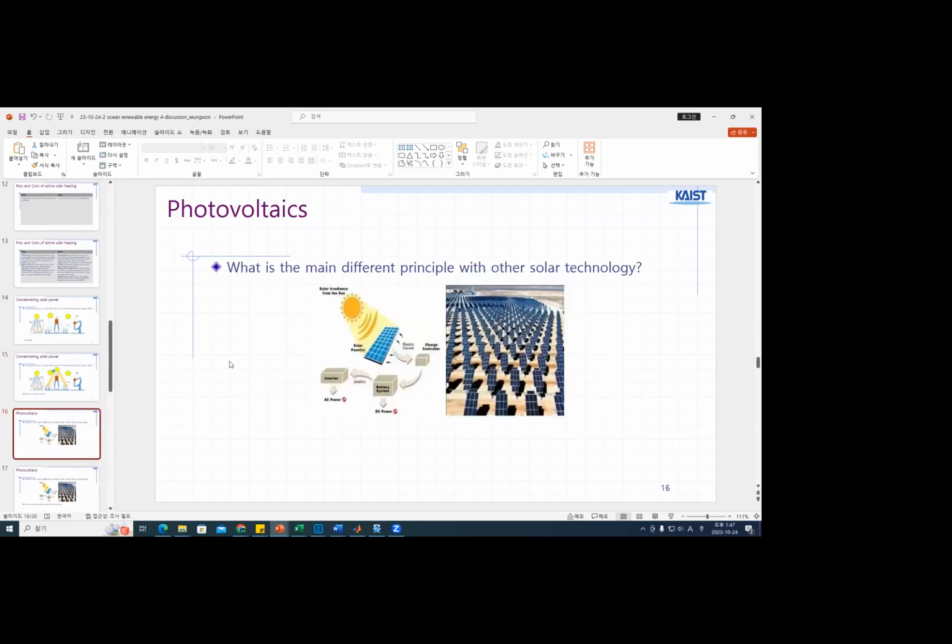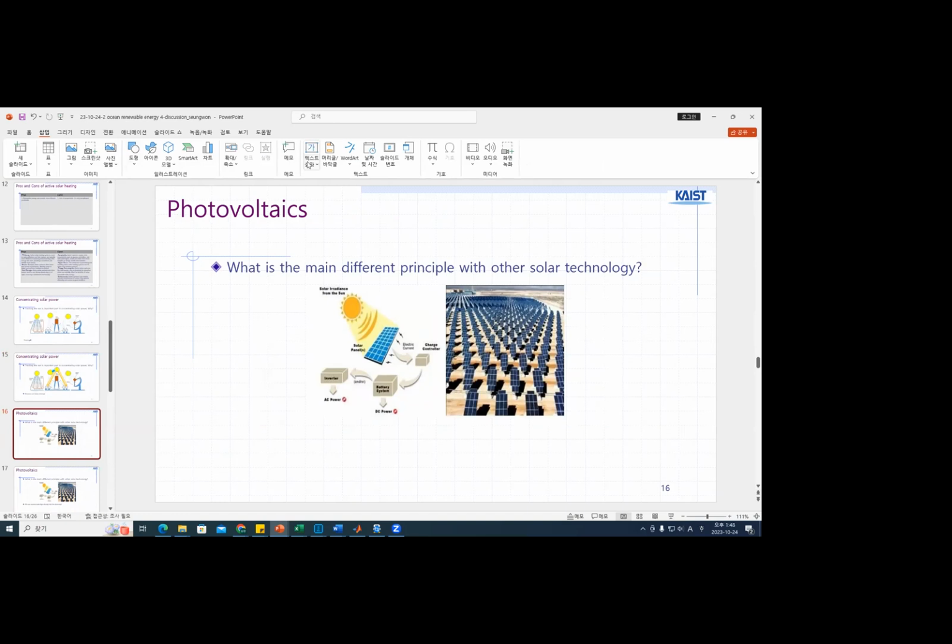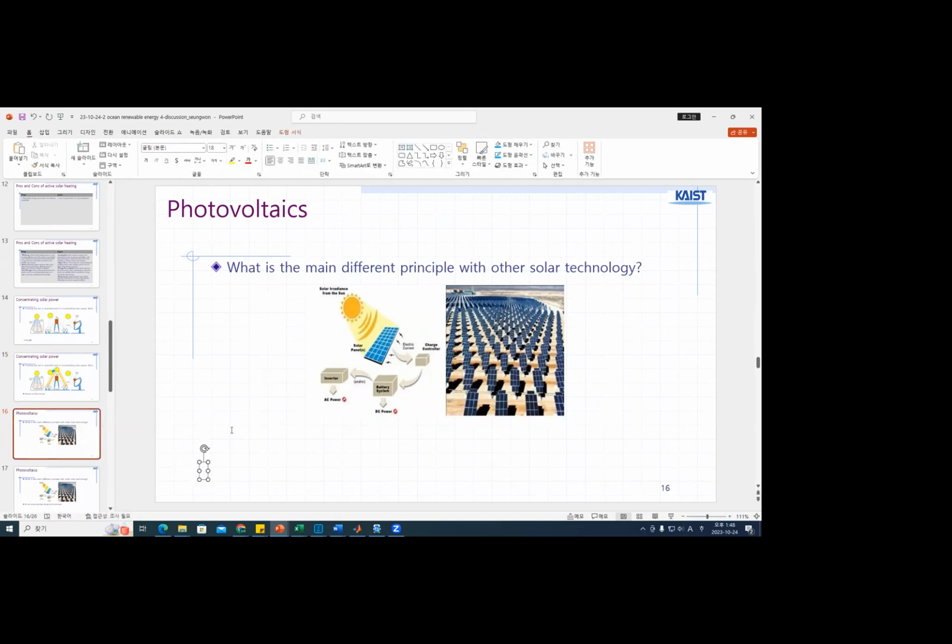And next, I will talk about photovoltaics. What is the main difference in principle from other solar technology for generating power? The main difference is that in photovoltaics, you are converting the energy of the sun into electricity and not the other way.